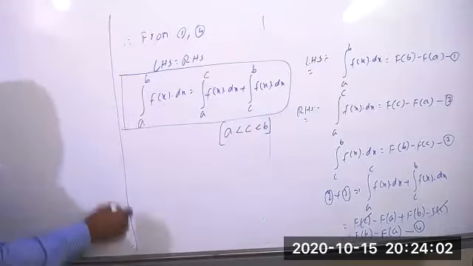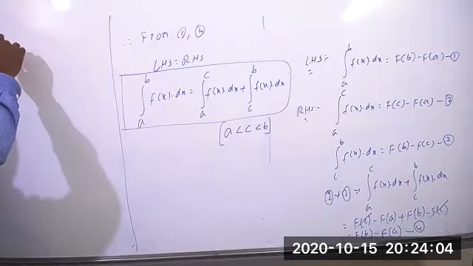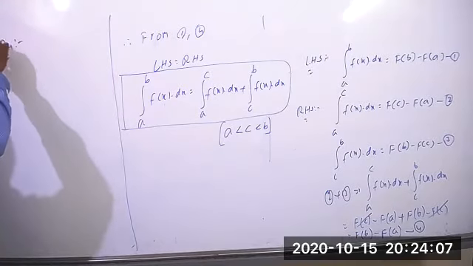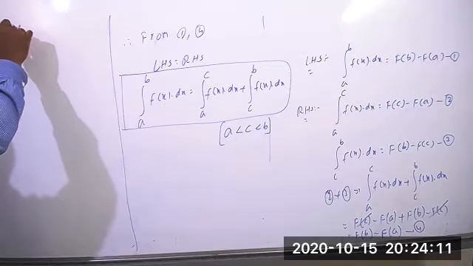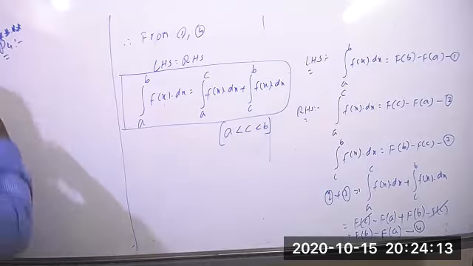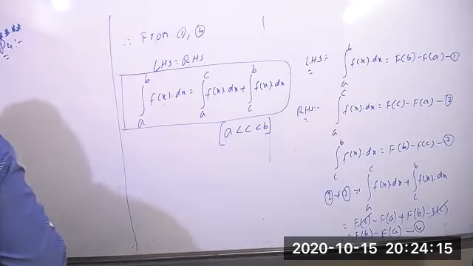Property 4 is the more important one. All of you should remember that. If you want, you can see the previous question papers. I think we'll get this many times.